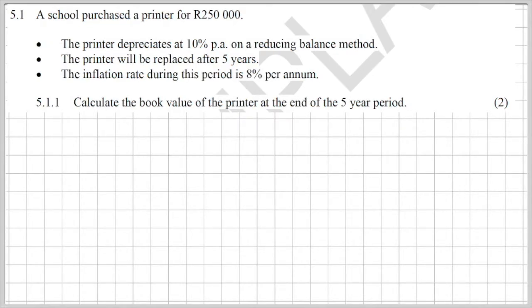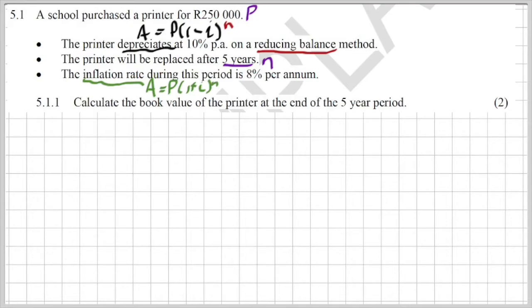So starting with this first one, I love to analyze this question before I attempt it. It says that a school purchased a printer for 250,000. So automatically, I know that that is the P value. Next up, the printer depreciates, so I've got to use my depreciation formula. 10% per annum, reducing balance, so I know it's to the power of n. The printer will be replaced in 5 years, so there I have n. The inflation rate, so I know I've got to use inflation.